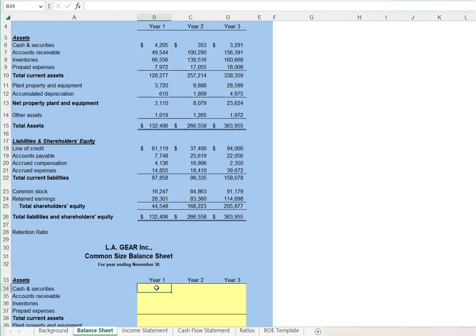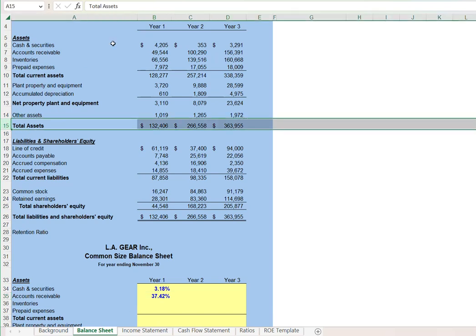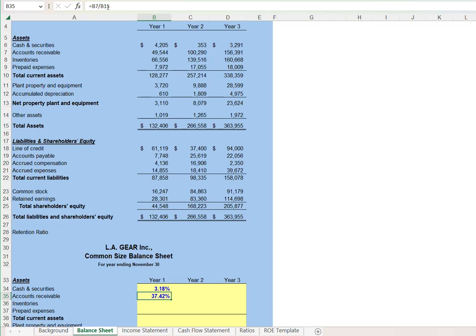On a common size balance sheet, we take every single item on the balance sheet, beginning here with cash, and we divide it by total assets. Accounts receivable divided by total assets. Now, we can make our work a little bit faster if we anchor our cell reference. Since we're always coming back to total assets, which is in row 15, we can go into our formula and put a dollar sign in front of the 15. Now, I've got a formula that I can copy down.